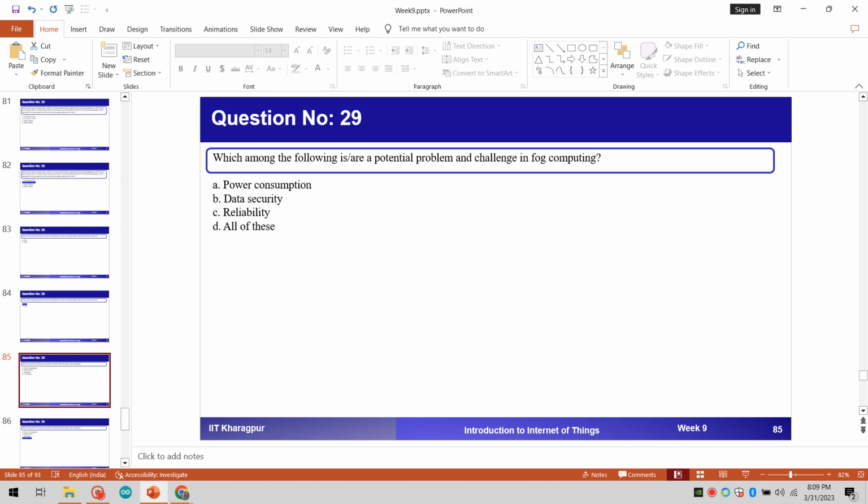Ma'am, 29 number repeating. Yeah, it should be 30th. Okay, so there is a problem in numbering. Yeah, all of these is the correct option for this.